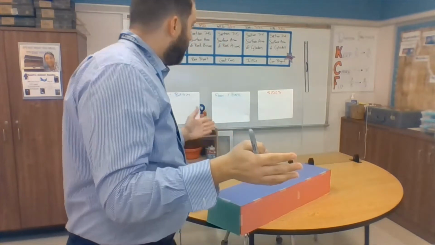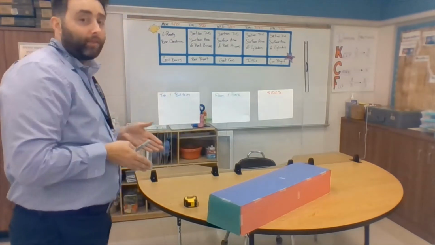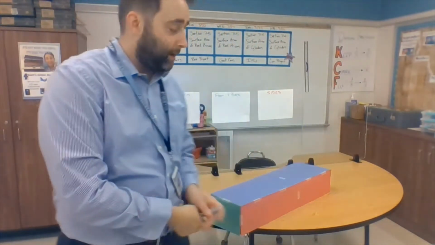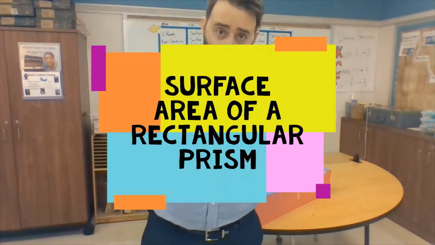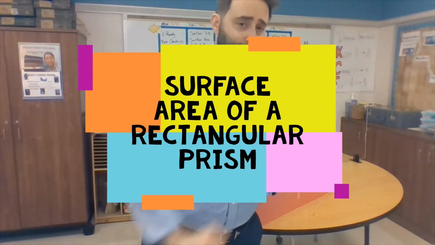Now, I know it seems like, whoa, Mr. Nugent, you've moved. What's going on? Today, we're talking about surface area. So I wanted to get an actual 3D model that I could use. So I've moved the camera. I've angled it a little bit so you can see the table. Now, I'm just going to jump right into today's lesson of surface area of a rectangular prism.